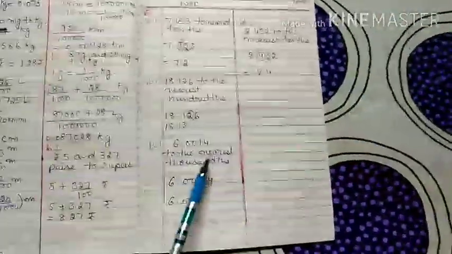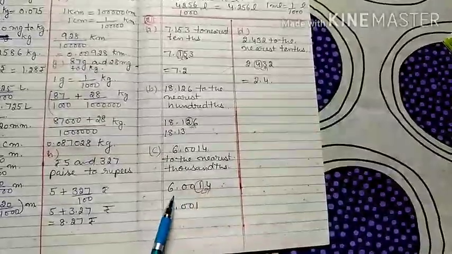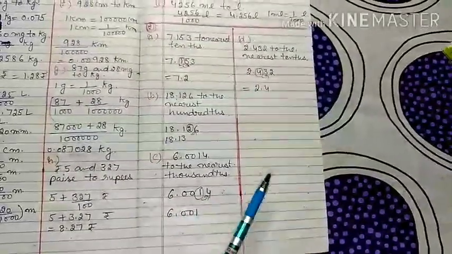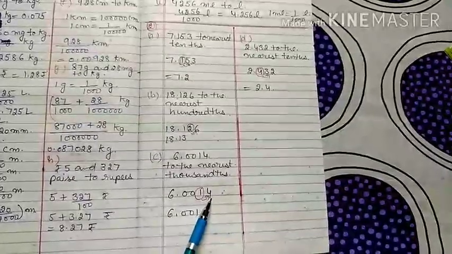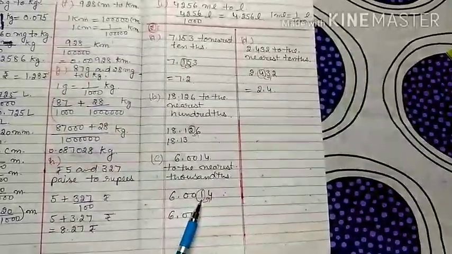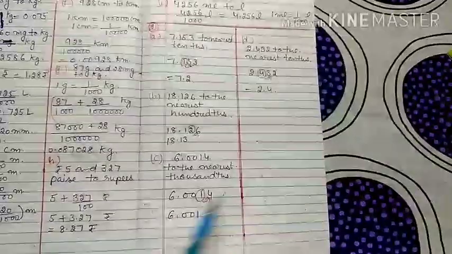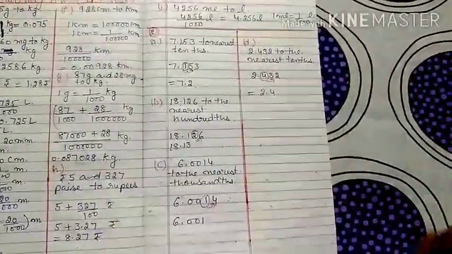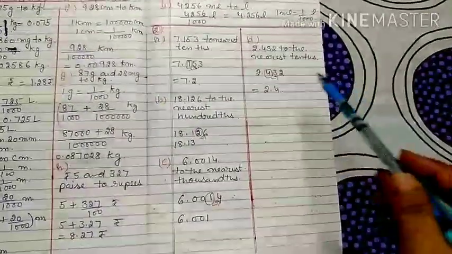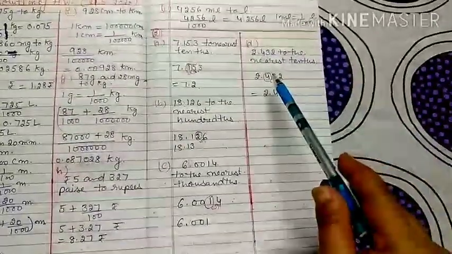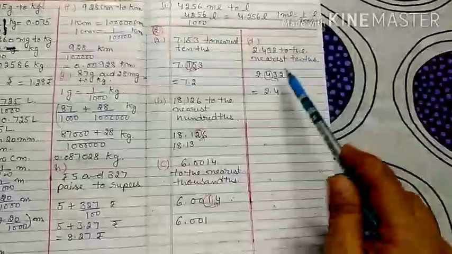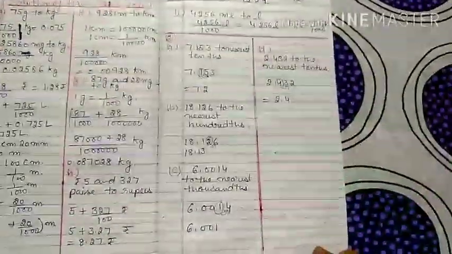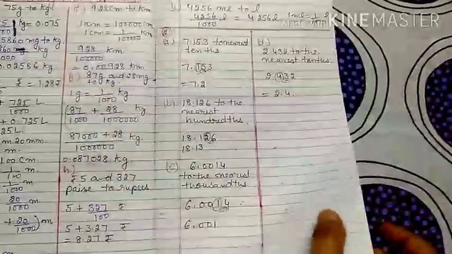Similarly, 6.0014 to the nearest thousandth. So 6.001 will be rounded off. The next number is less than 5, so there is no change in the rounded number, and it will be written as it is. Similarly, 2.432 to the nearest tenth. This 4 will be rounded off. The next number is less than 5, so there is no change in 4, so we write 2.4.